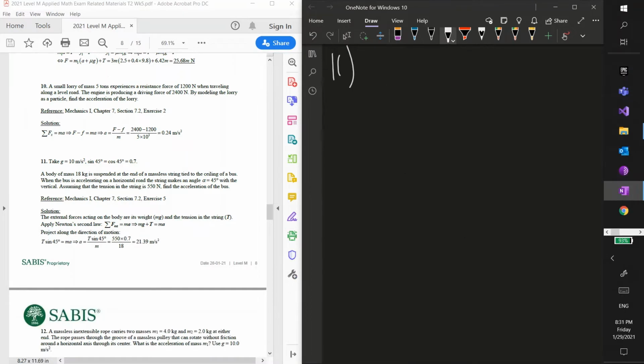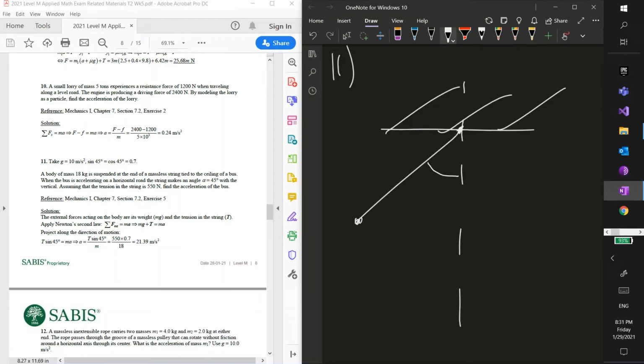So question number 11: you have a body tied to a string, and that string is tied to the ceiling of a bus. The bus is moving forwards. Since the bus is moving forwards, the object is going to move backwards, so it's going to look like this, making an angle of 45 degrees with the vertical. You have two forces acting, your weight and of course your tension along the string. They're telling you to find the acceleration of the bus, and the tension is given to be 550.